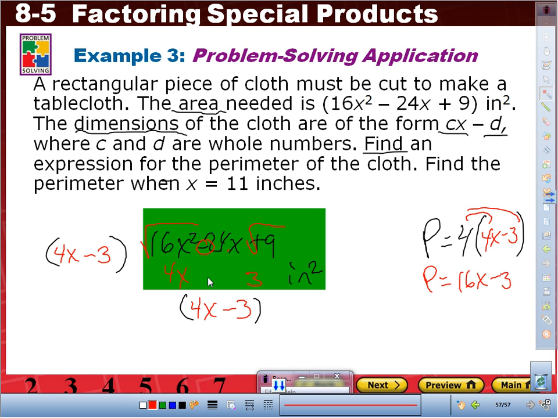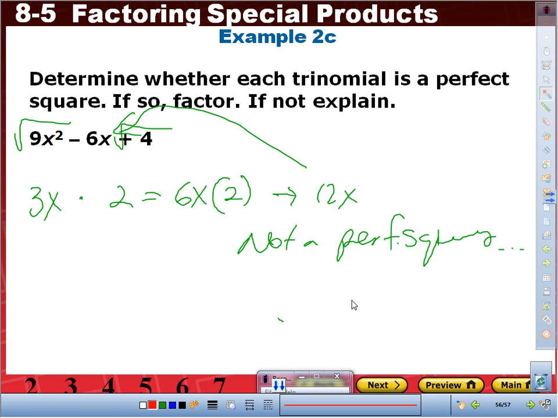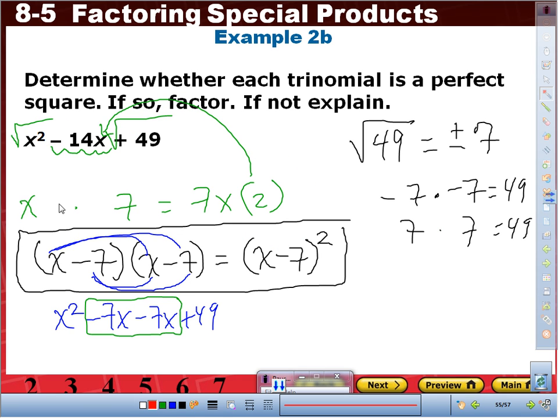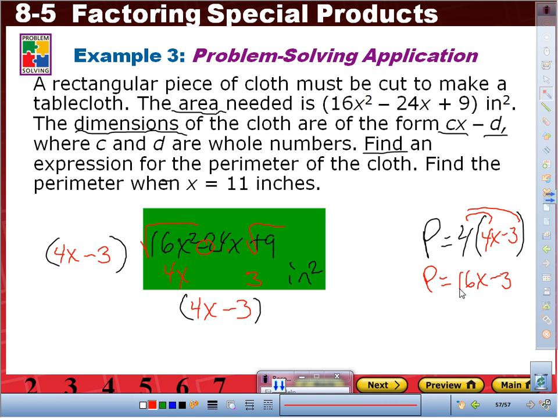Well, let's see. What is 4x times 3? That's 12 times 2. That's 24, isn't it? How do we find our factors over here? Watch. 7, x times 7, that's 7x. Is that correct? And my factors are what? X minus 7, x minus 7. So check this out. So the perimeter is 16x minus 3.